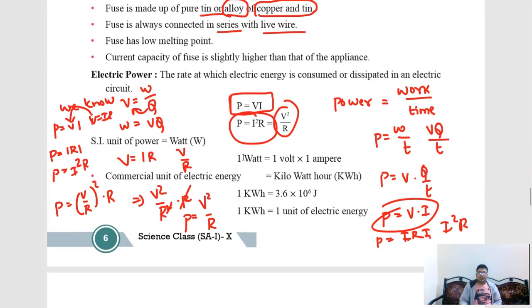Now, at last, what is the SI unit of power? SI unit of power is watt. 1 watt is nothing but 1 volt into 1 ampere. So power can be measured, can be calculated. So power is a physical quantity, SI unit is watt. That is also a scientist's name. So there is no plural form: 1 watt, 2 watt, 3 watt, 10 watt, etc.